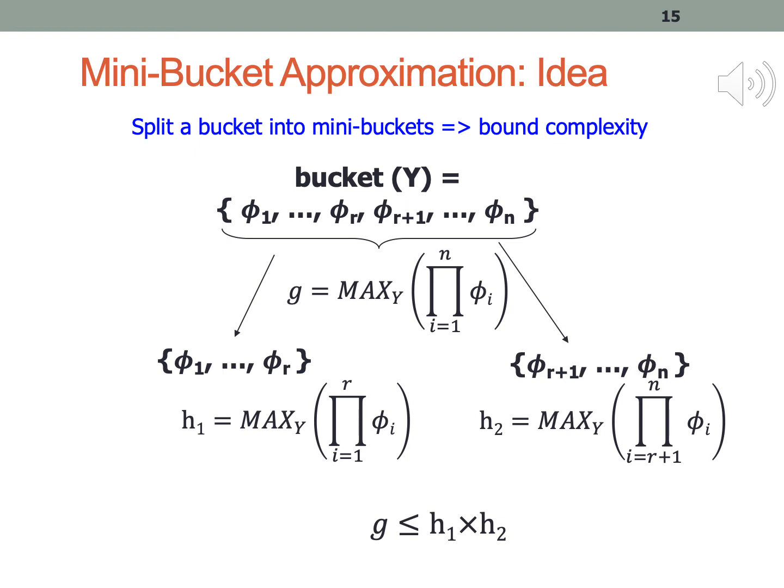So to bound the complexity of computation, what we can do is split the functions in the bucket into several groups such that the complexity of each group is bounded. And the way we can ensure that the complexity of each group is bounded is by saying that the number of variables appearing in each group is bounded by a constant. Okay? So the size of the function will be exponential in a constant, which is still a constant.